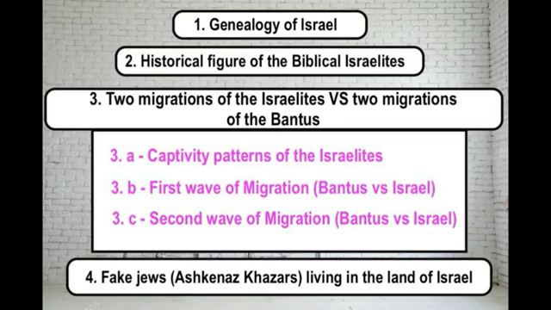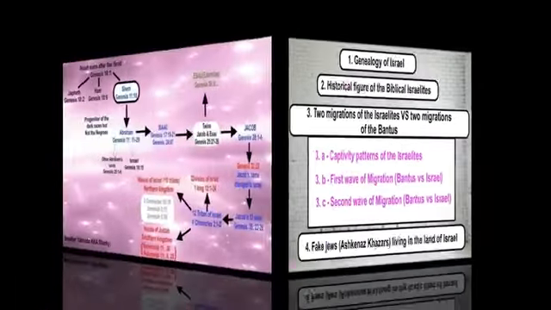And last but not least, section number 4, we're going to uncover the true identity of the so-called Jews that are living in the land of Israel today, also known as the Ashkenazi Khazars. What you're going to come to realize in this video is that these people have nothing to do with the biblical Israelites. They are just imposters. So basically, those are the 4 points that we're going to touch on in today's lesson. Without further ado, let's get into it.